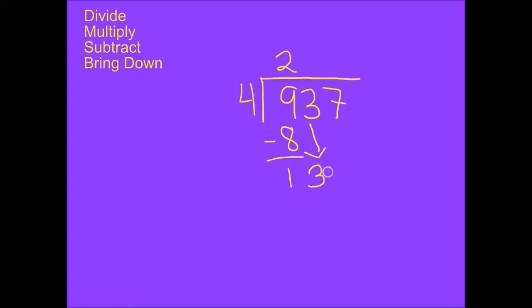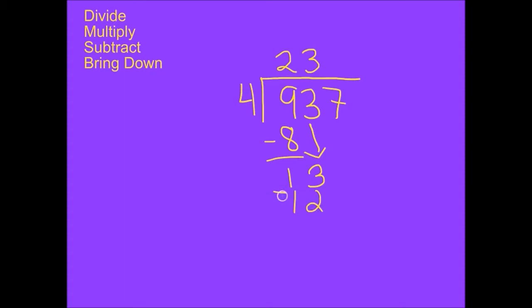But we have this 13 here that we need to divide by the 4. So you think, how many 4s are in 13? 4 times 4 is 16. That's too big. 4 times 3 is 12. So we're going to put this 3 right above the 10s because we're dividing into the 10s column. Next step, multiply. 4 times 3 is 12.